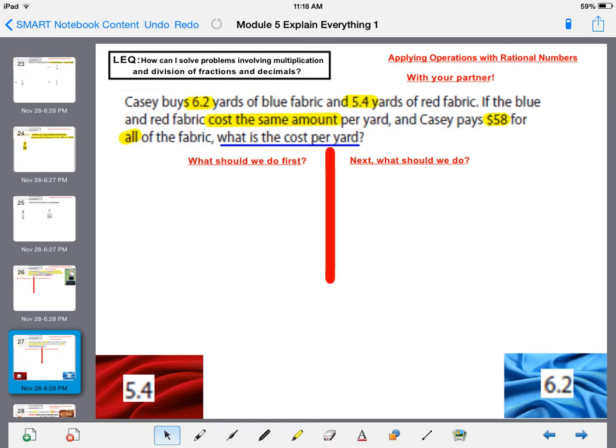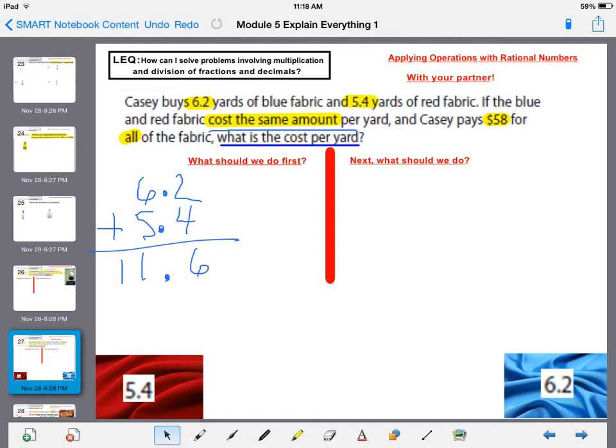So the first thing we need to do, and this is important information, the fact that the blue and red cost the same amount per yard is important, because then we can just add the blue fabric, which is 6 2/10, plus the red fabric, which is 5 4/10, making sure you line up those decimal points. So I know that she has purchased a total of 11 6/10 yards of fabric, both blue and red.